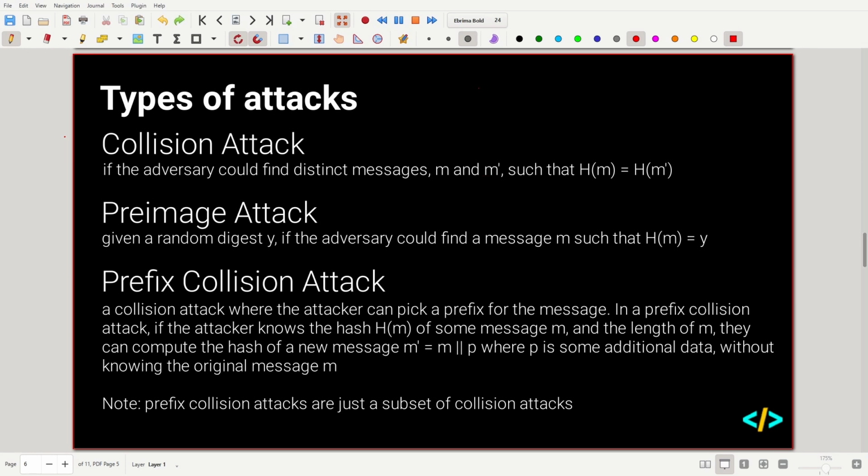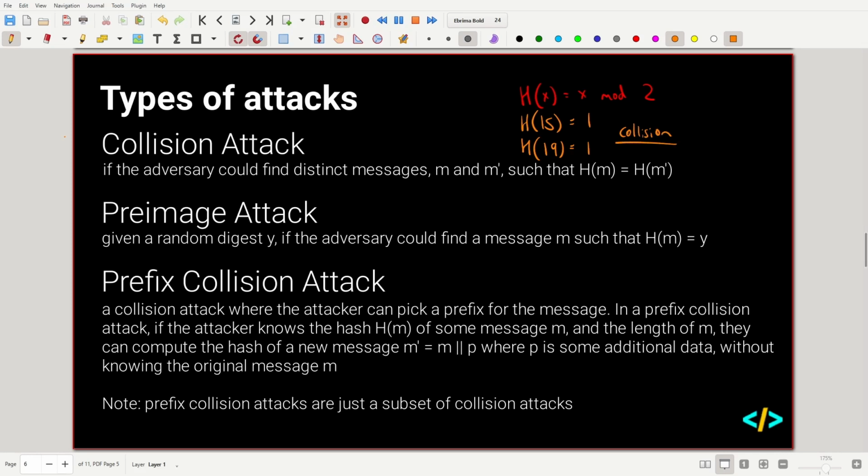So if we can find 2 strings, for example, with our hash function before, h of x equals x mod 2, can anyone tell me 2 distinct messages which would result in the same result for this hash function? 15 and 19. Good. Okay, perfect. So 15 and 19. H of 15, that would be 15 mod 2, which is just 1. And H of 19, 19 mod 2 is 1. So here, we have a collision.